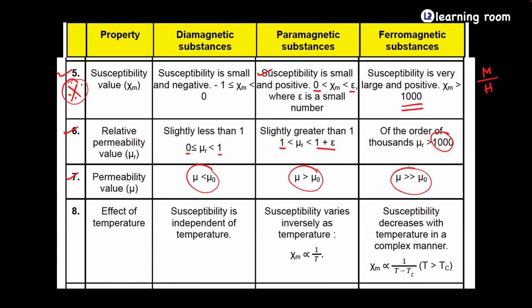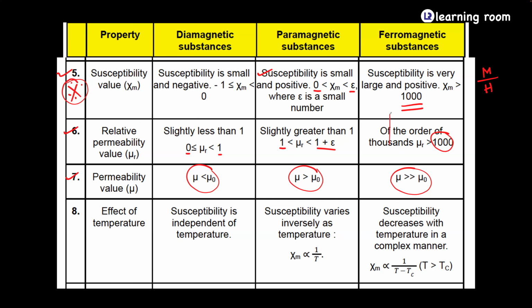Can you identify what kind of a substance it would be? It will be a paramagnetic substance. Suppose they give you this mathematical statement that the material has mu very much greater than mu naught. It is a ferromagnetic substance. So that is the way questions are formed. They will ask, there is a material in my hand which has negative susceptibility. What kind of a material is it? Diamagnetic. Are you able to understand?